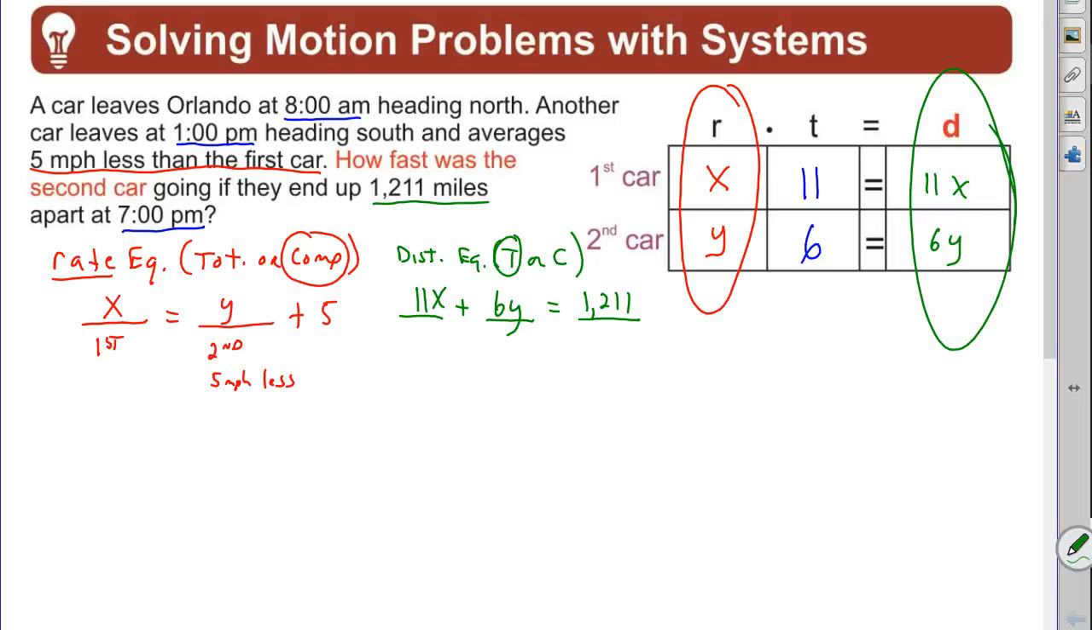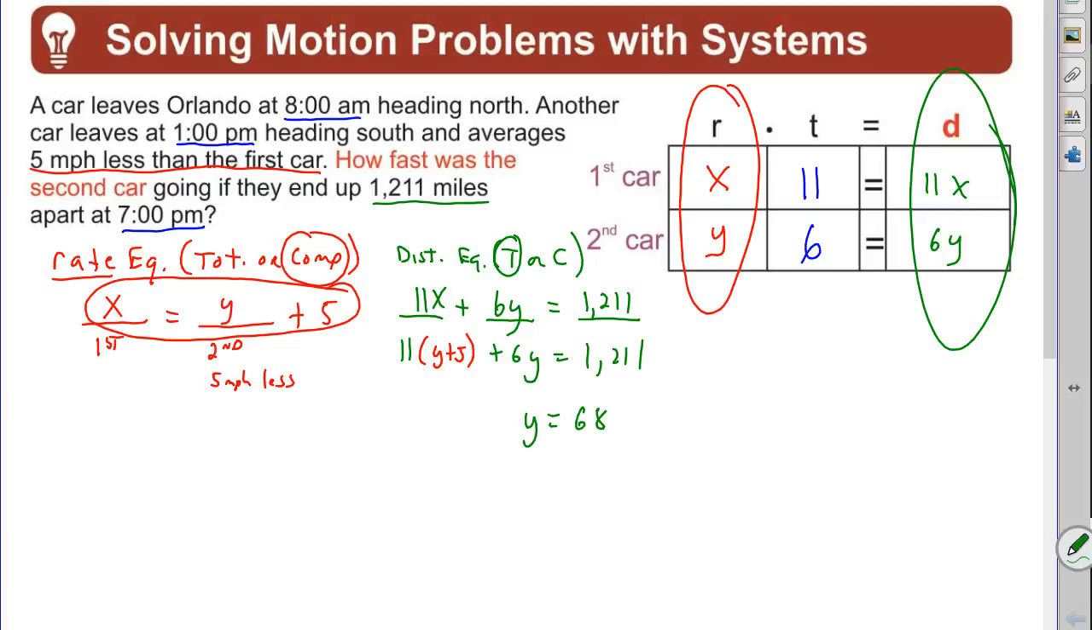Now, are you going to solve by substitution or elimination? This first equation's all set up for substitution. So I would take x equals y plus 5, and I would substitute the y plus 5 in for the x of the second equation. Now I'm going to solve this equation, and for time's sake, I won't solve it all out. I will distribute, get 11y plus 55, and when I'm all said and done, I'm going to get y equals 68.